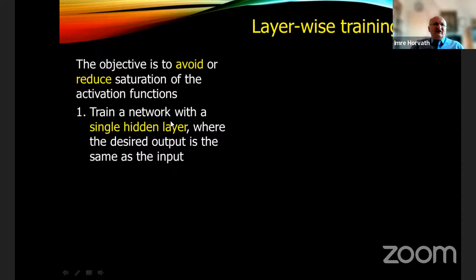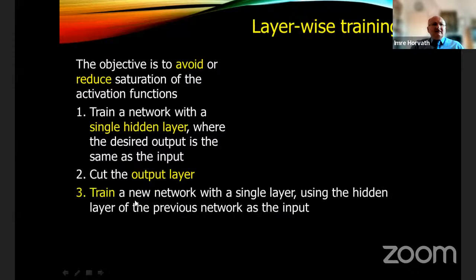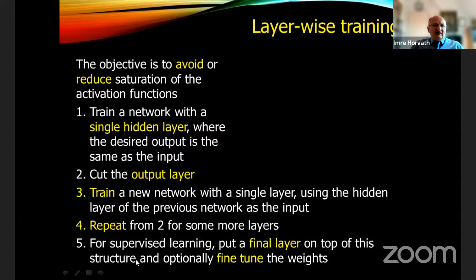First, train the network with a single hidden layer where the desired output is the same as the input. The second, cut the output layer. Since we have editors for deep learning structures, with the editor we can do this. Then train the new network with a single layer using the hidden layer of the previous network as the input. And the fourth one, repeat from step 2 for some more layers. And finally, for supervised learning, put a final layer on top of this structure and optionally fine-tune the weights.